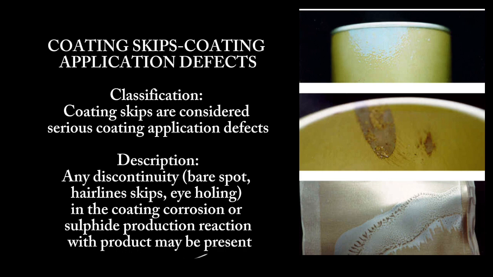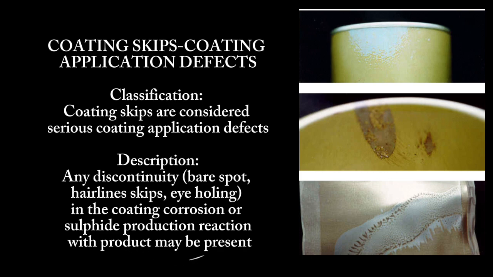If left unaddressed, these exposed areas can lead to metal corrosion or chemical reactions with the product inside the can, such as sulfide staining. Coating skips are classified based on their severity and location. Serious defects if they occur internally with corrosive contents or externally and show plate corrosion. Minor defects if they occur externally without corrosion or internally with non-corrosive contents.